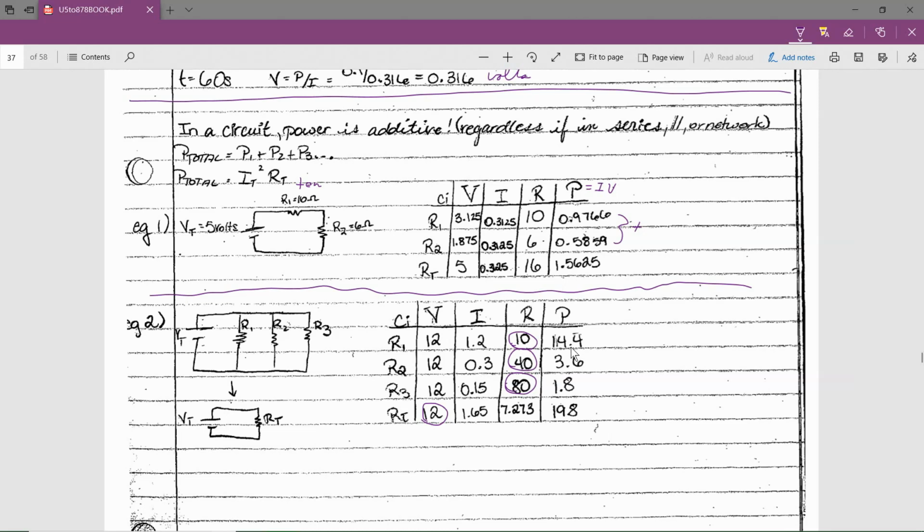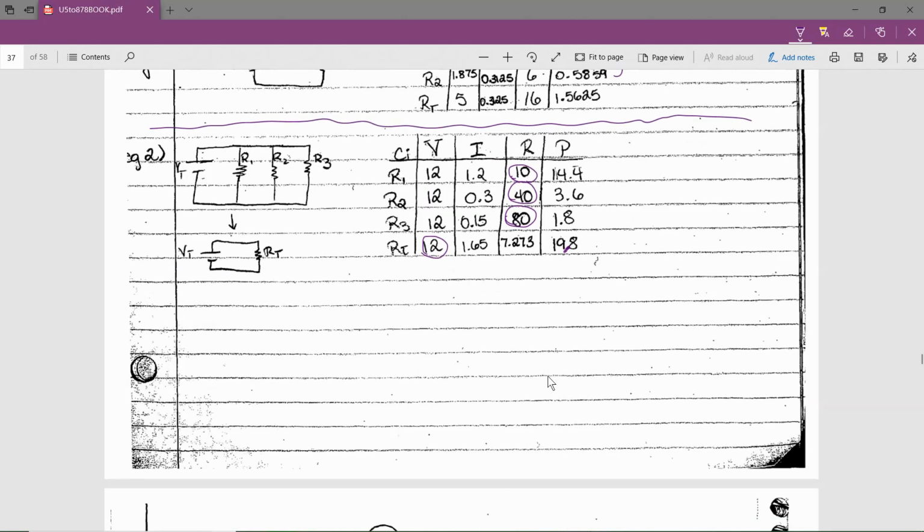Great. So then I can get the power through resistor 1, resistor 2, resistor 3, add them together, and I get 19.8 as my power dissipated in example 2.